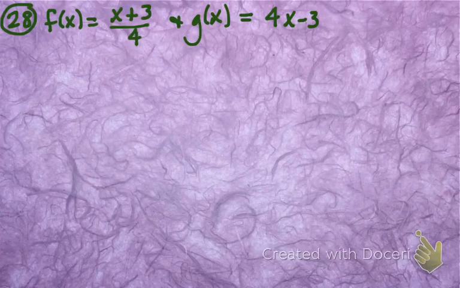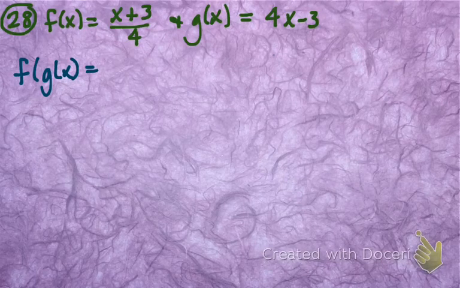In this video, we're going to do 3 examples of showing that two functions are inverses by composing in both directions and isolating to see that we get x. So on number 28, our functions are (x plus 3) over 4 and 4x minus 3. So f of g of x is the f function with g plugged into it.